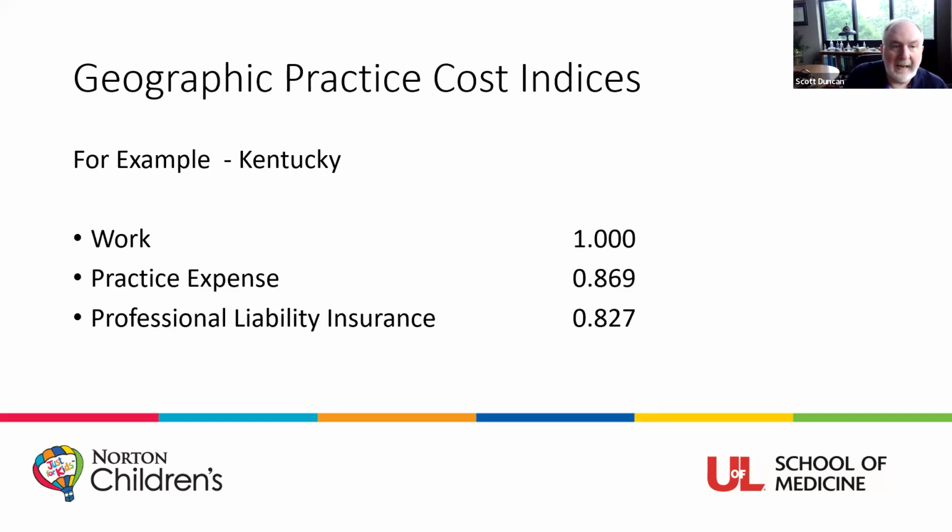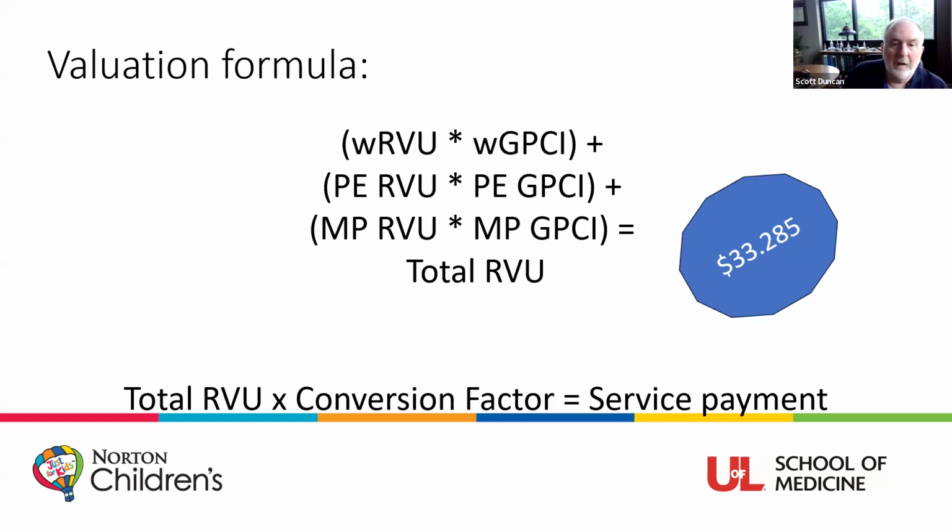And here exactly is what I have. In Kentucky, if I take a look at the geographic practice cost indices, you'll see that work is a 1.0 because I have to put in the same amount of work whether you're in LA or Chicago or New York. My expenses for practices are a little bit less, and my expenses for professional liability insurance are a little bit less. So you take those components, the work RVUs, the practice expense, the malpractice expense, you multiply it through by those geographic practice cost indices, it gives you a total amount of RVUs.